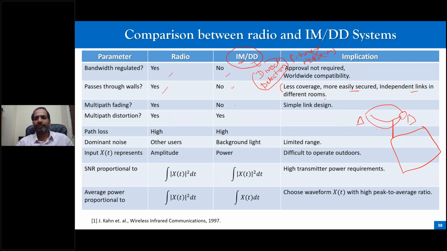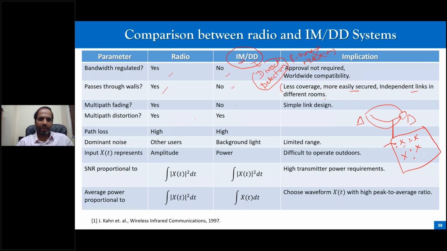So you may have fading here, meaning low received power here, high power here, low power here, high power here. There are a lot of constructive and destructive interferences taking place at the receiver, and overall we will have the average of all of it. So effectively there is no fading in an IMDD link.